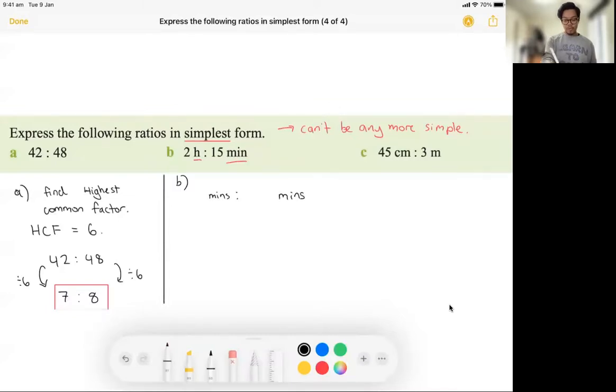So we know that 15 minutes is just 15 minutes. But 2 hours, how many minutes is that? Well, there's 60 minutes in an hour, so there should be 120 minutes.